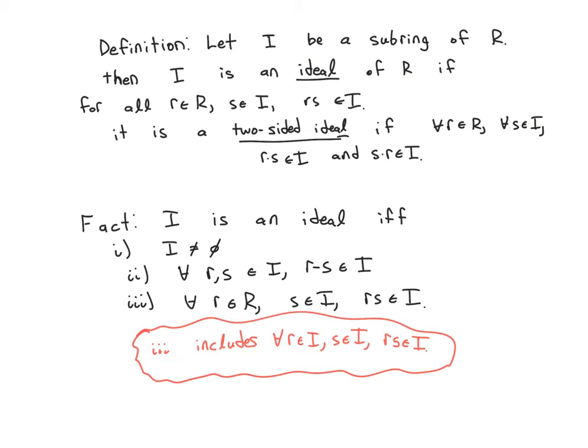So let I be a subring of R. Then I is an ideal of R if for any element r in the ring and any element s in the ideal, the product r times s is an element of the ideal. Technically, this is what you call a left ideal. And then you have a two-sided ideal if you get both products.